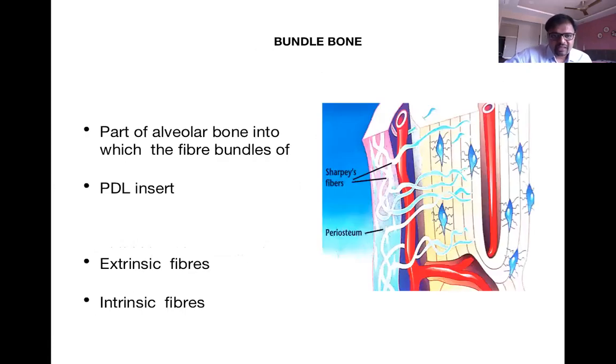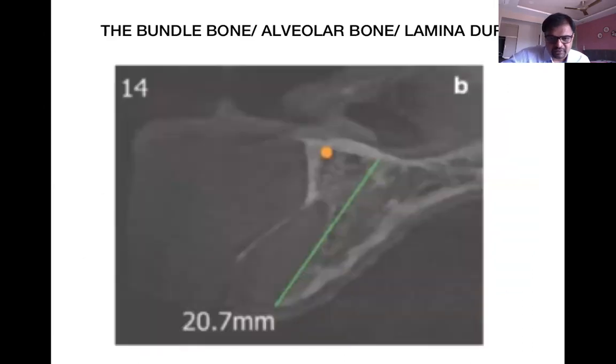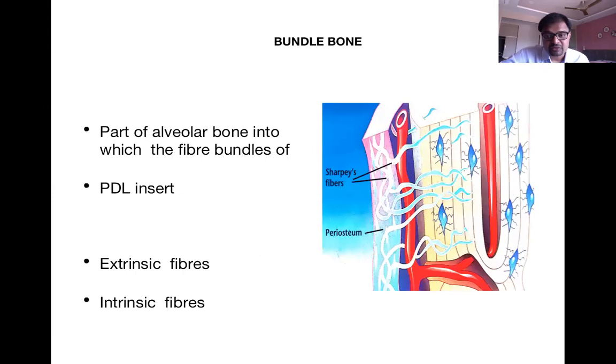Okay, next we'll understand a word called the bundle bone. And what is this bundle bone? Bundle bone is nothing but that part of the bone I was describing to you. That part of the bone, it's a histological term, okay? It's that part of the bone which gives attachment to the periodontal ligament fibers.